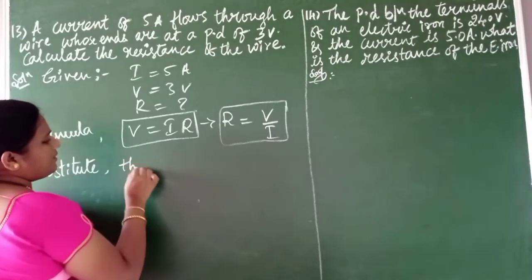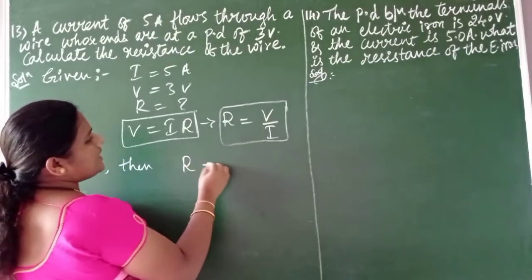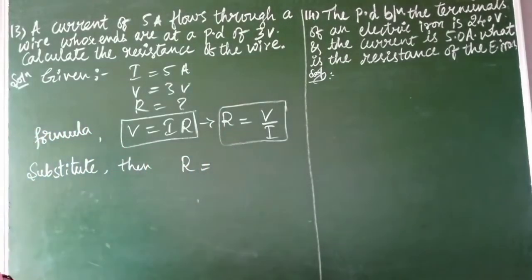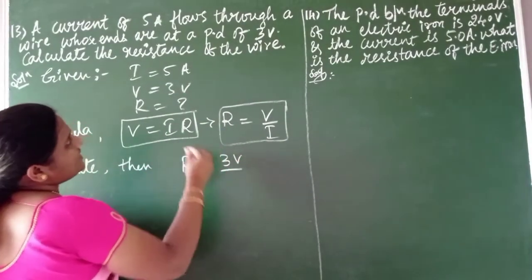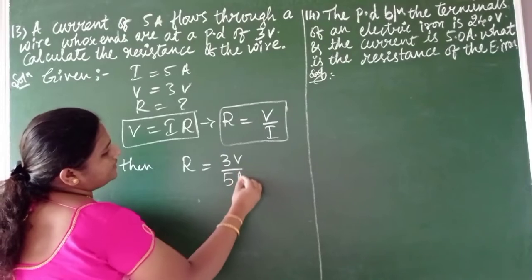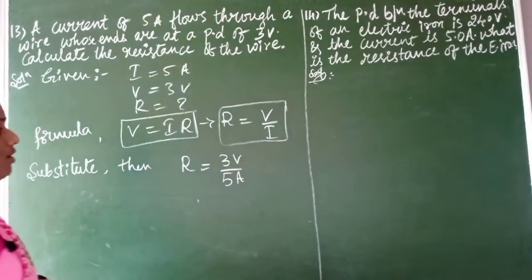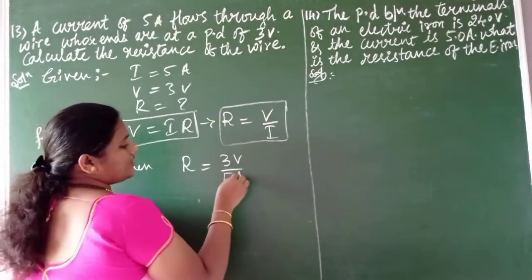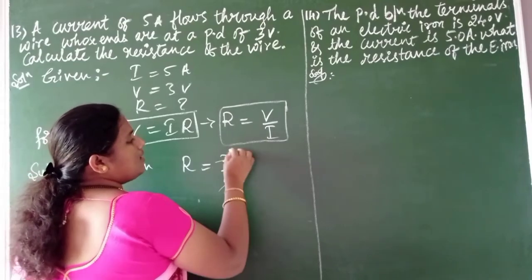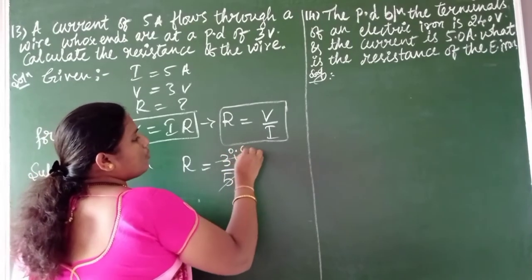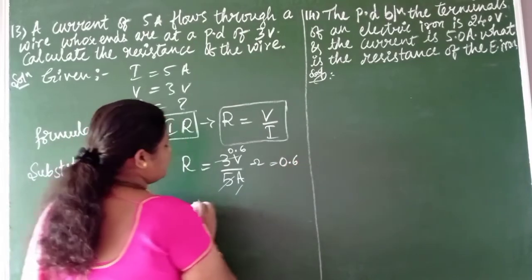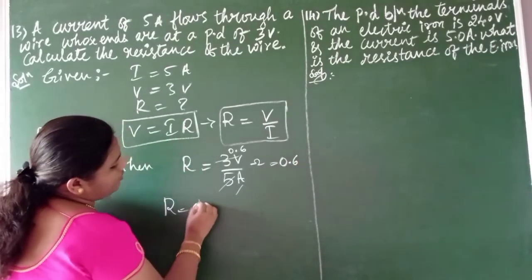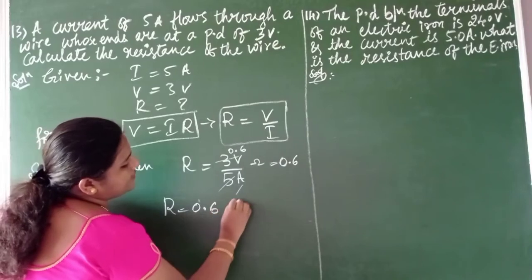Then what becomes? R is same as it is. Then what is the V value? 3 volts. I is 5 amperes. Isn't it, children? Now divide this, 3 by 5. It is not going. So 0.6 ohm is the answer. Isn't it, children? So the resistance of the wire is 0.6 ohm.